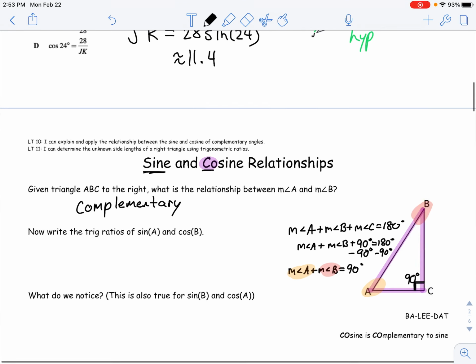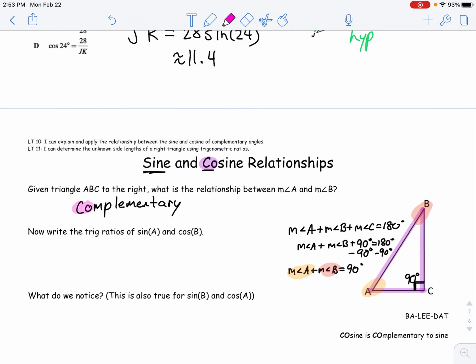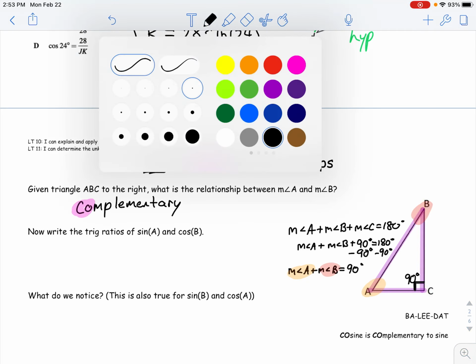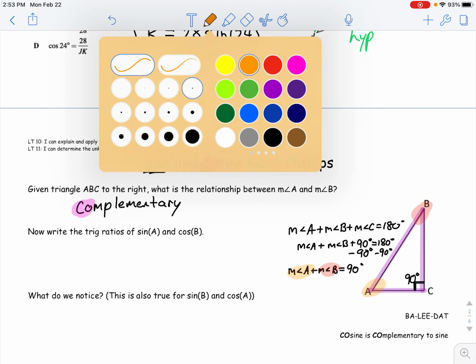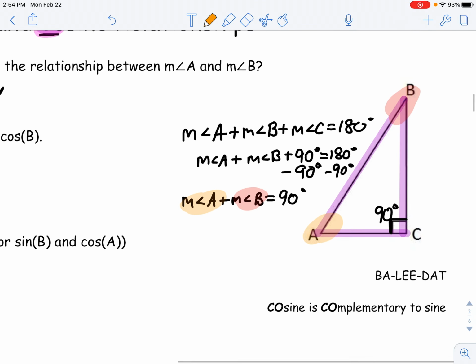All right, sine and cosine. Sine is called sine. Cosine is called cosine because it's complementary to sine. Complementary to sine, that's how we get the name cosine. Now for fun, we're going to write the trig ratios for sine of angle A and the cosine of angle B. And just to make this a little easier, we'll pick random letters. Let's just call this lowercase b, lowercase a, lowercase c.